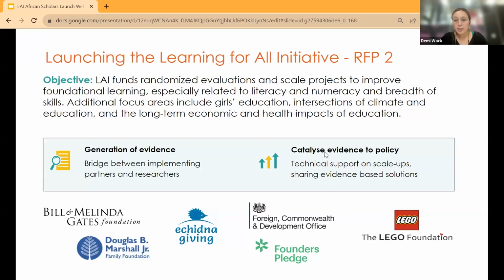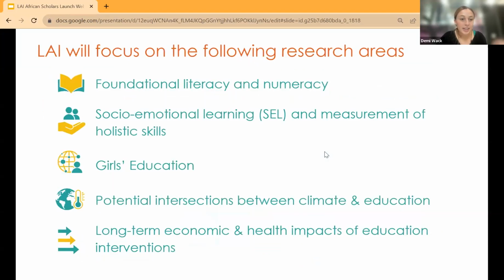Great. Now once we've generated the research, and even while it's being generated in some cases, we at J-PAL are looking to support researchers and practitioners in bringing the lessons learned from the Learning for All initiative into the policy space, which is the other aspect of LAI. And also importantly, none of this would be possible without our wealth of donors, which you'll see here at the bottom of the slide. Great. Next slide, please.